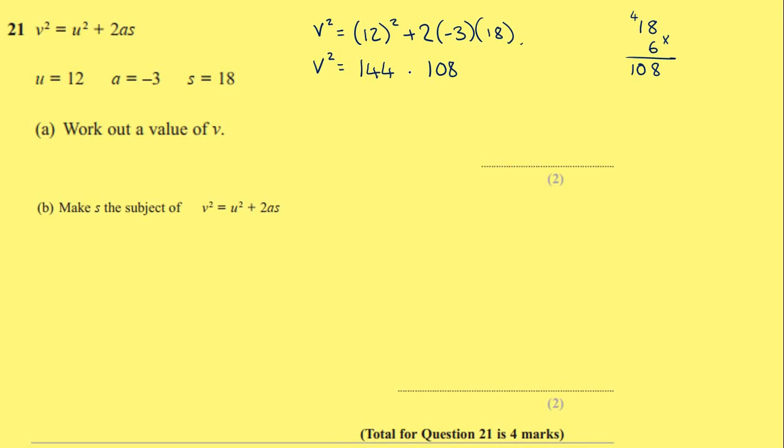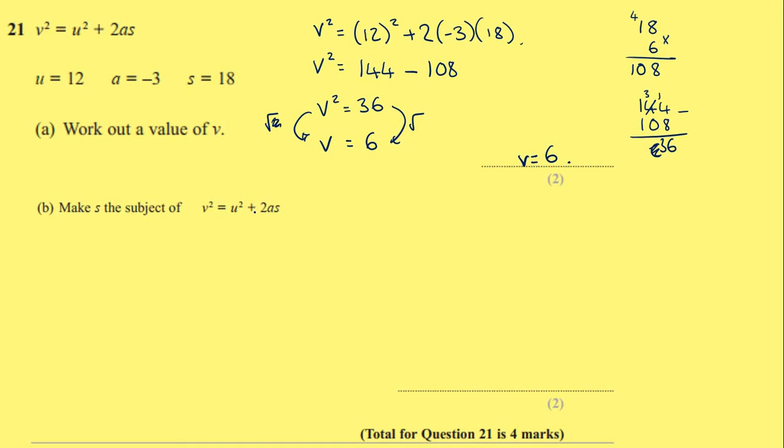Now look, there's a negative there. If there were two negatives, you'd get a positive result, but there's a negative there, which means that we have to take away. Now, v squared will equal 144 take away 108. 4 take away 8 doesn't work, but 14 take away 8 does. It makes 6. 3 take away 0 is 3. And 1 take away 1 is 0. So v squared actually equals 36. So how are we going to find out v? Well, we can square root, and you'll end up with the square root of 36, which is 6. V equals 6.